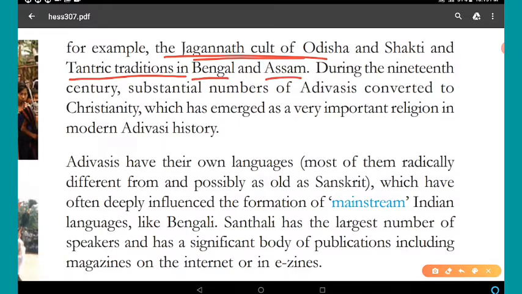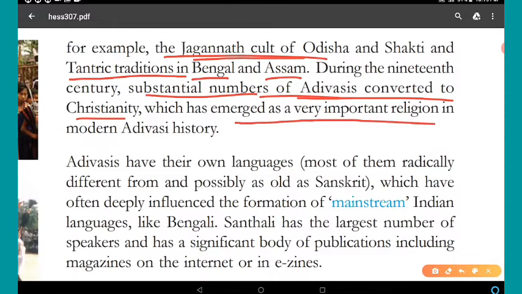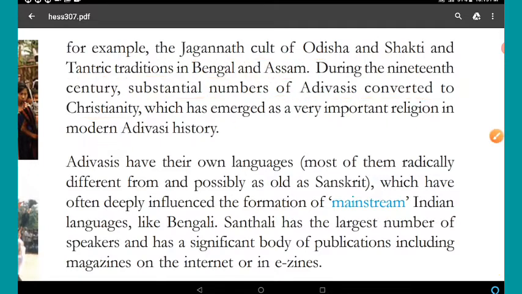During the 19th century, substantial numbers of Adivasis converted to Christianity. So there is a very big number of Christians in the northeastern states of India because of this, which has emerged as a very important religion in modern Adivasi history.